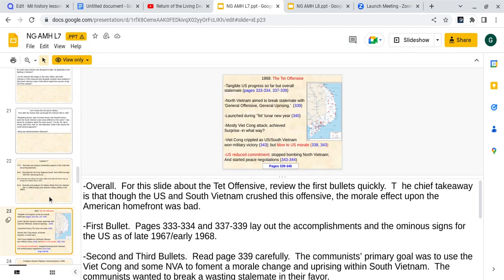So, as a result of that blow to U.S. morale after the Tet Offensive, the United States decided to reduce their commitment to being in Vietnam and fighting against North Vietnam, and they started peace negotiations as a result of the blow to the U.S. morale that happened after the Tet Offensive.